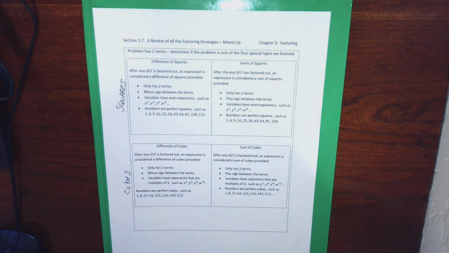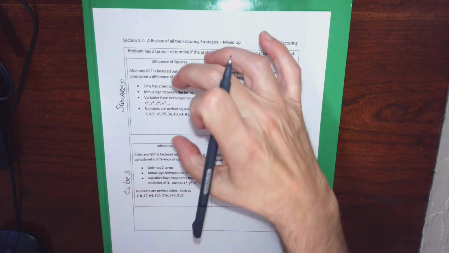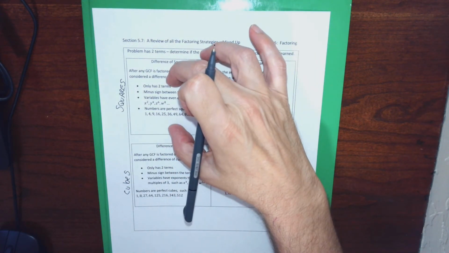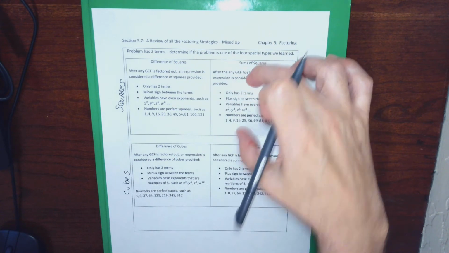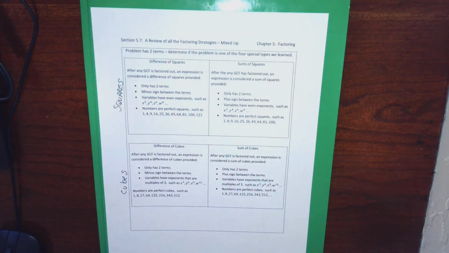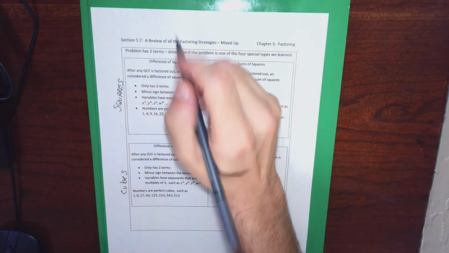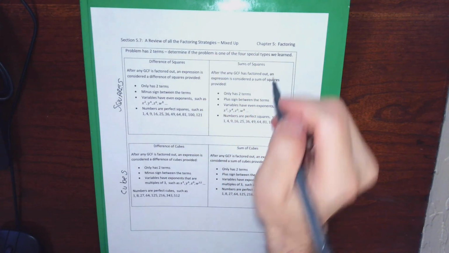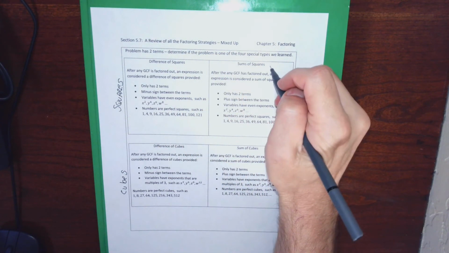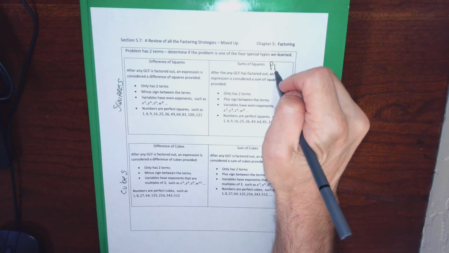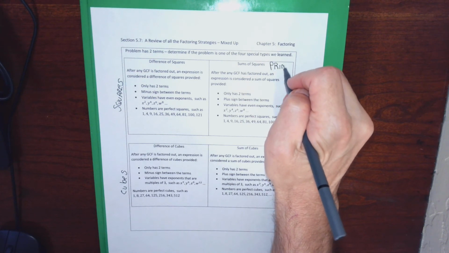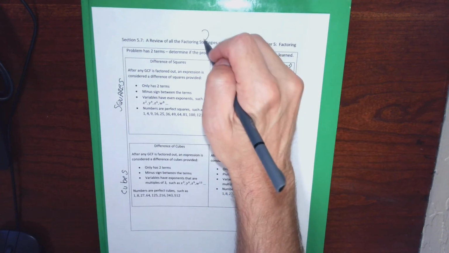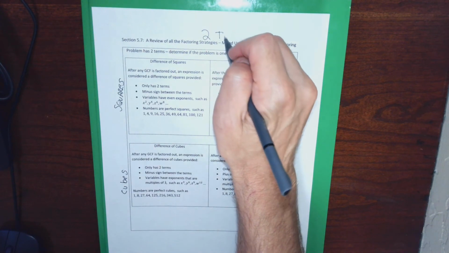And if after I pull out my common factor, the problem fits these criteria or these criteria or these criteria, it's going to tell me how to factor. Ultimately, squares with minuses factor, squares with pluses are prime. So we're in the world of just examining problems that have exactly two terms.